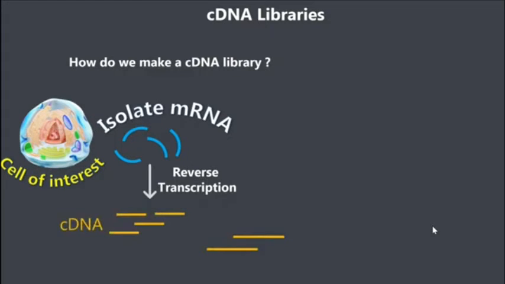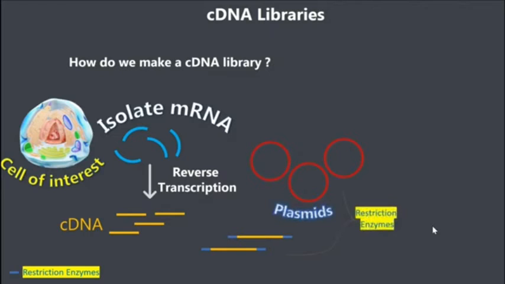Once we have the cDNA, we need to add the restriction sites to the ends because we want the cDNA intact. So we just want to add restriction sites to the ends of the cDNA. After that, we can treat the cDNA and the plasmids with the restriction enzymes. So we are going to cut up our plasmid with our restriction enzyme.